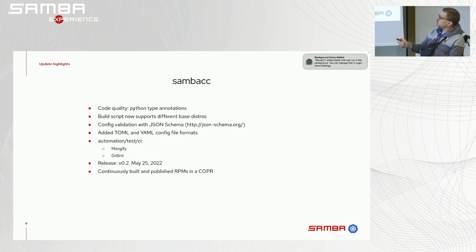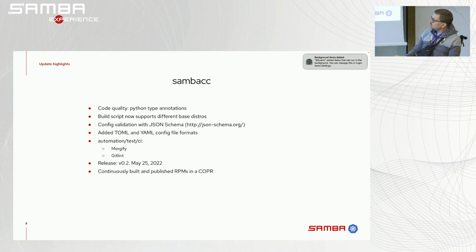And the file format is actually valid. And we've added more config file formats with TOML and YAML. YAML is certainly known to everybody, and TOML is another markup, like an smb.conf ini style file format, that is prominently used in the Python testing frameworks. So also here we have added Mergify and git-lint checking. The release 0.2 was done on May 25th, 2022, even closer to sambaXP.